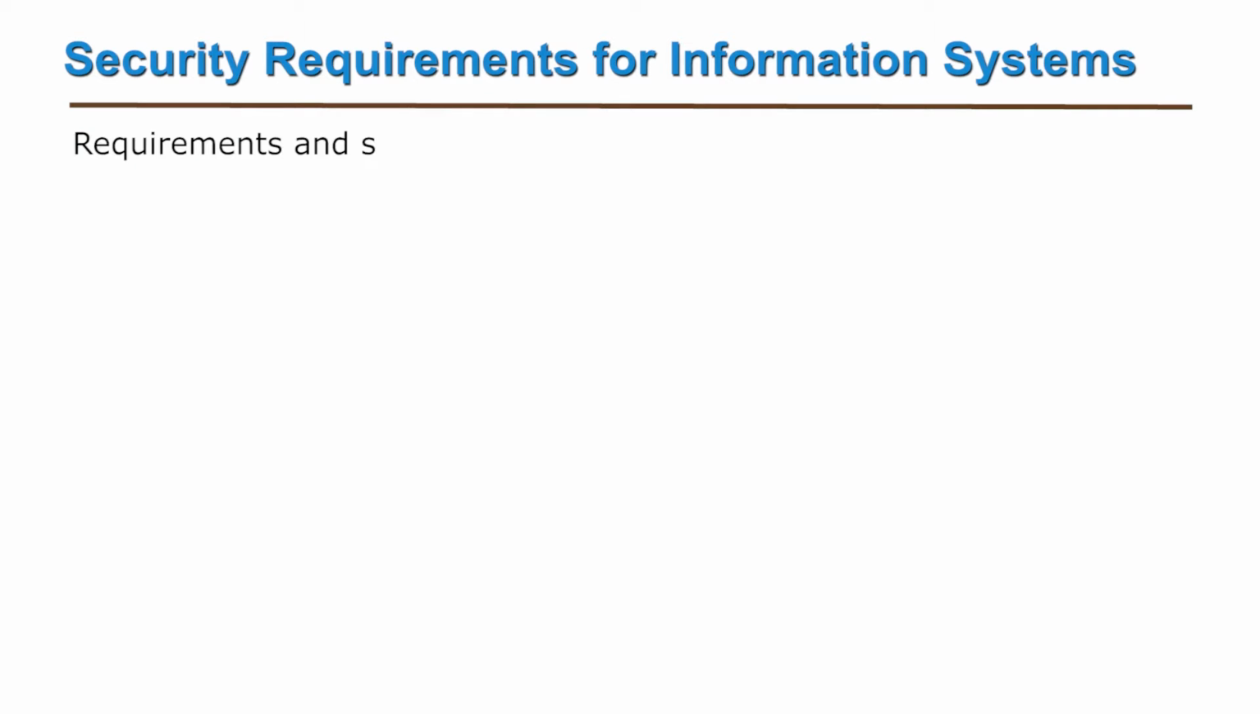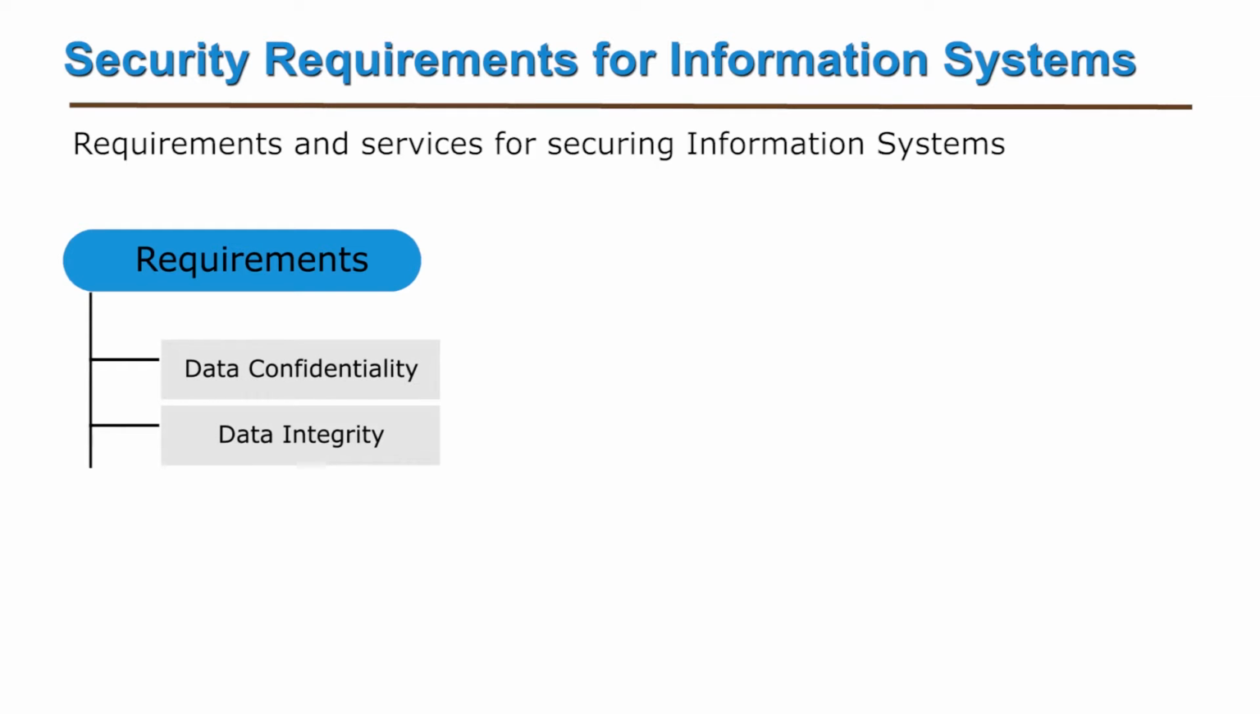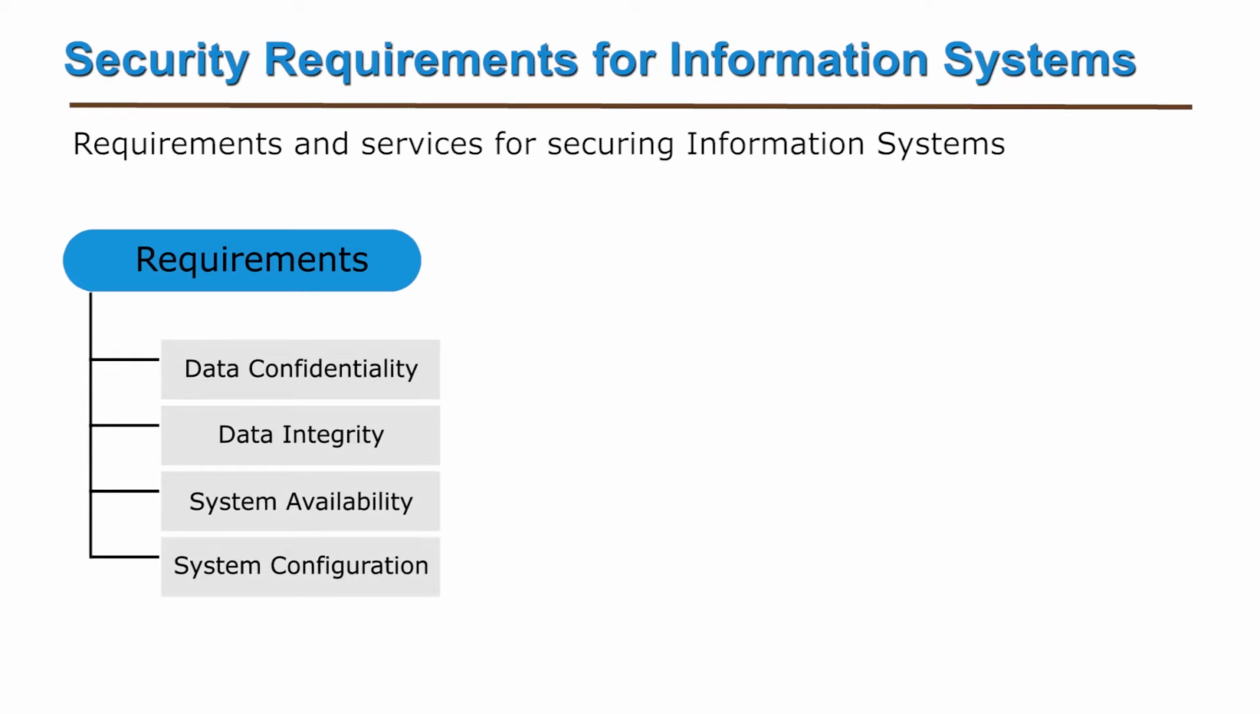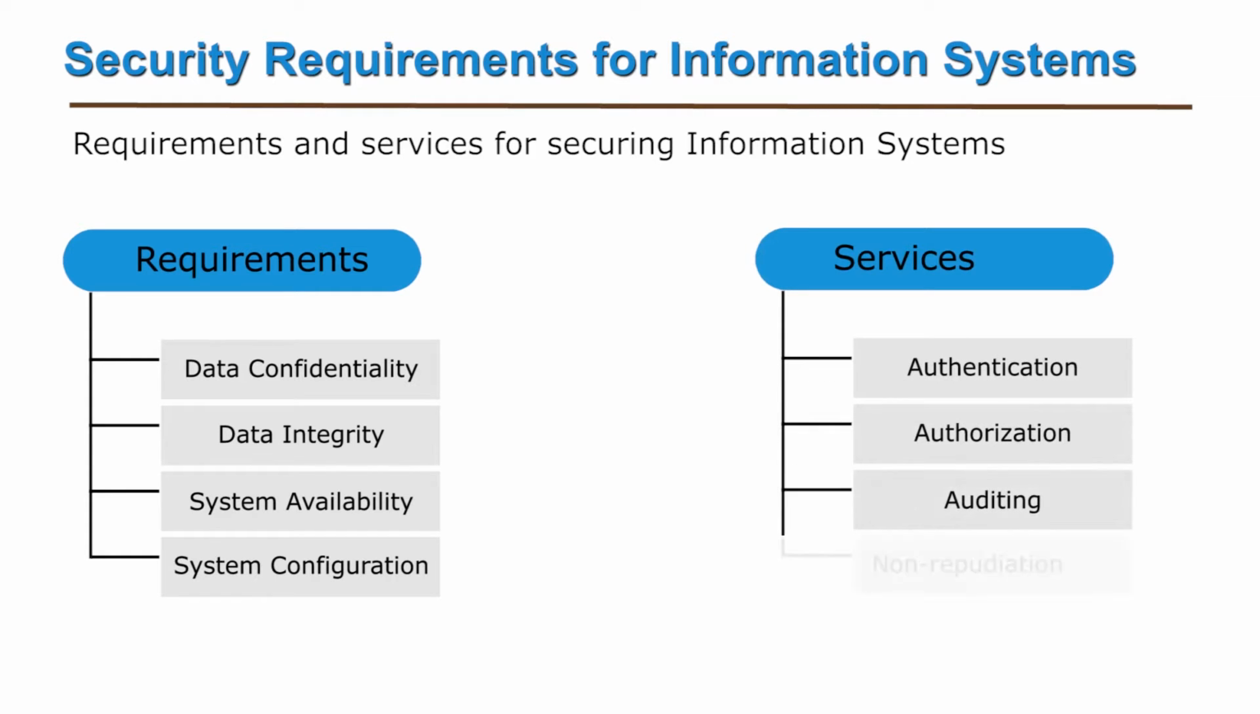certain requirements and services for securing information systems. Now let's focus on the requirements. The requirements are data confidentiality, data integrity, system availability, and system configuration. Whereas, if you just look at the services, they are authentication, authorization, auditing, and non-repudiation.